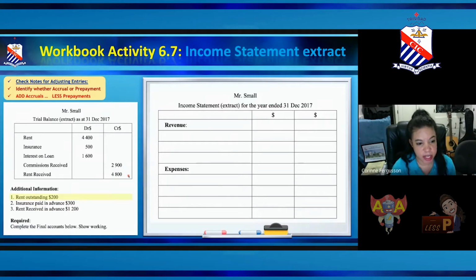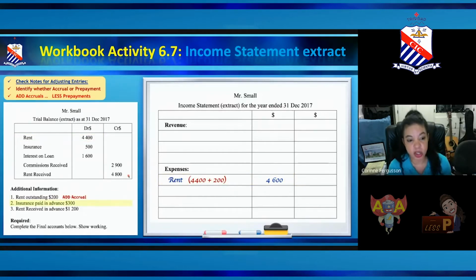So we're going to rent outstanding and you identify which is it, an accrual or a prepayment. Outstanding means it's accrual, and what do you do with accruals? You add the accrual. So you will just go into your income statement, rent. Once again, you must put your working and put your answer. So you're not going to spend much time with the explanation because we already did it. This is just doing it in a different order.